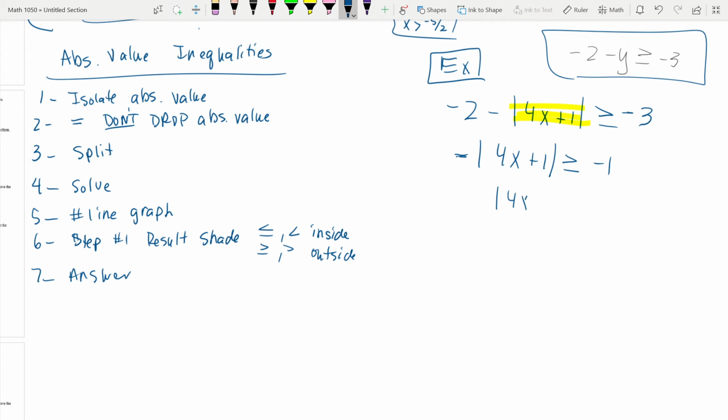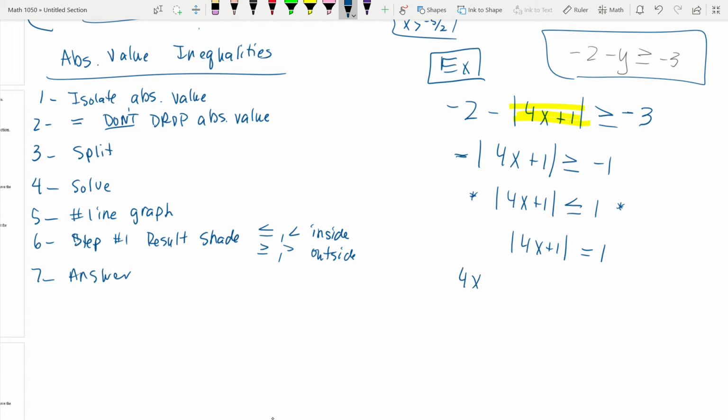So you have the absolute value of 4x plus 1 is less than or equal to 1. That's step 1. By the way, this is where you're going to look to decide if you shade inside or outside, down on step number 6. The next step is to write your absolute value exactly the way it is, but now make it an equal sign. Okay, that's step 2.